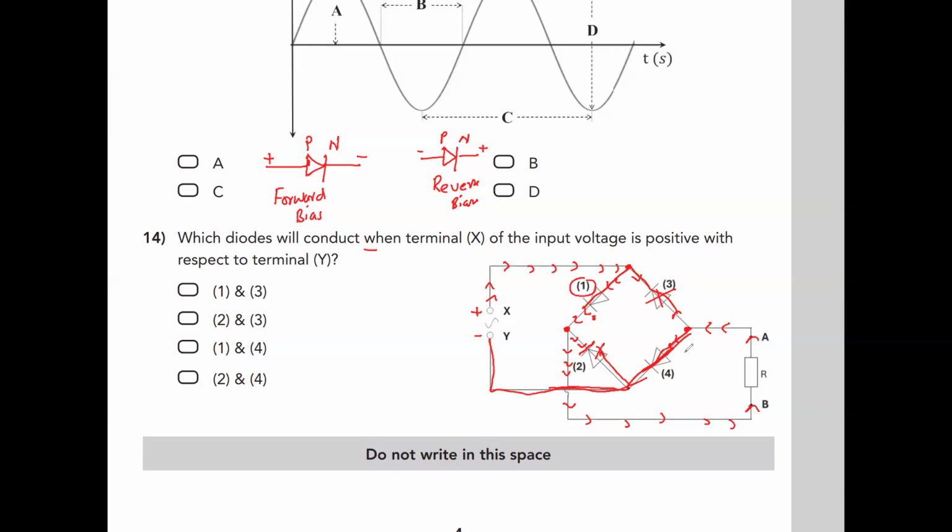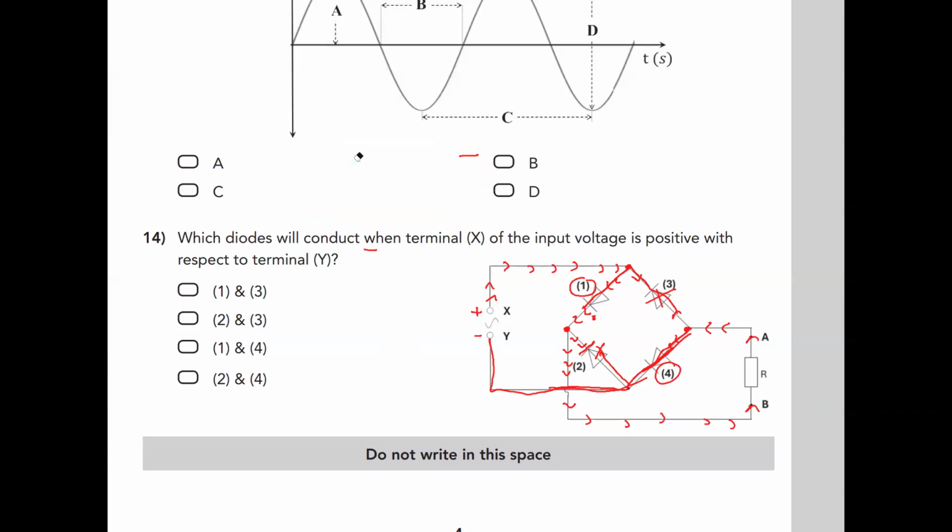So the two diodes in common are 1 and 4. So your answer here is 1 and 4. This is the method that you can find out this question. So this is your multiple choice question. Now we have to move to part B and solve the questions of part B.